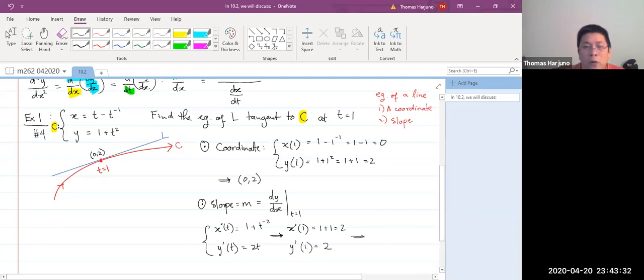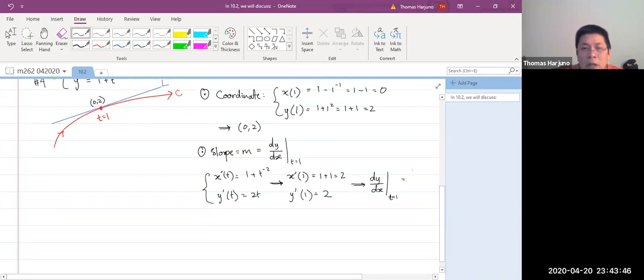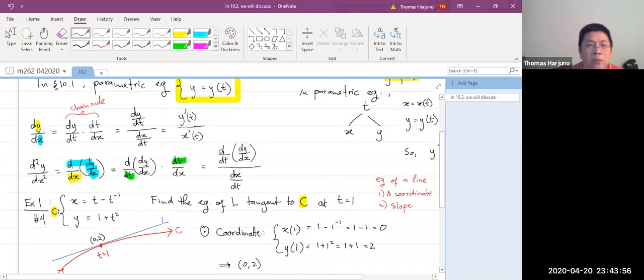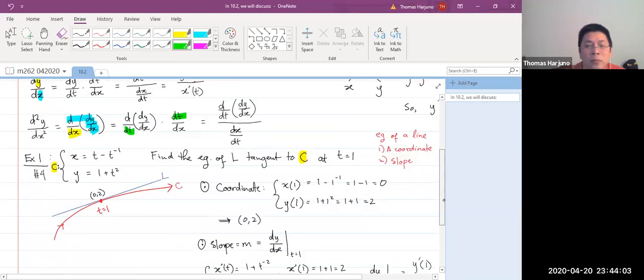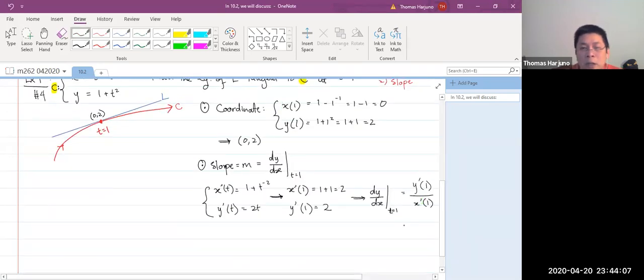Therefore, dy/dx at t equals 1, notice that this is actually y prime 1 over x prime 1, right? That's what we have up here. You see what I mean? Now that equals 2 over 2, which is 1. So now we have the slope is equal to 1, and it passes through the coordinates 0, 2.